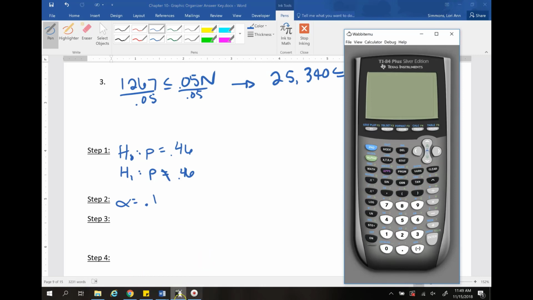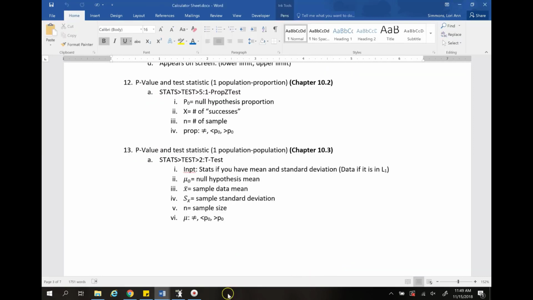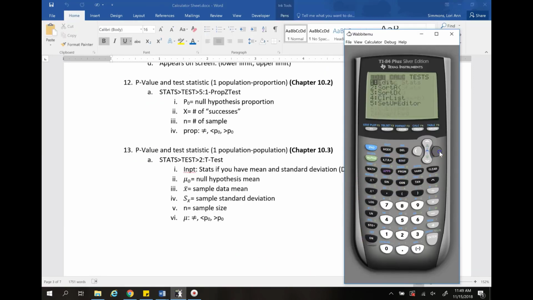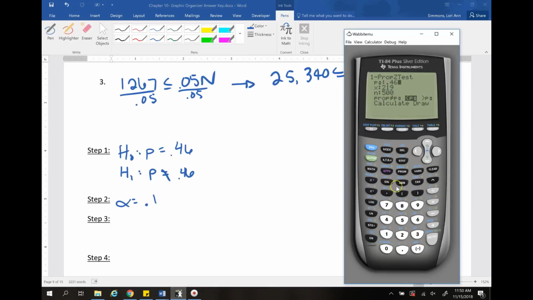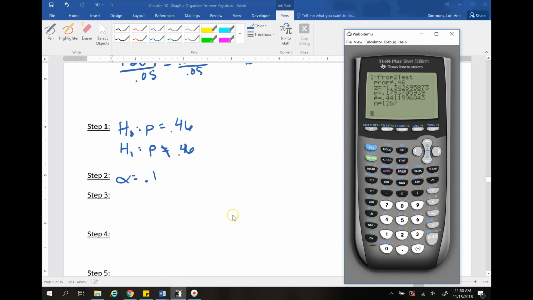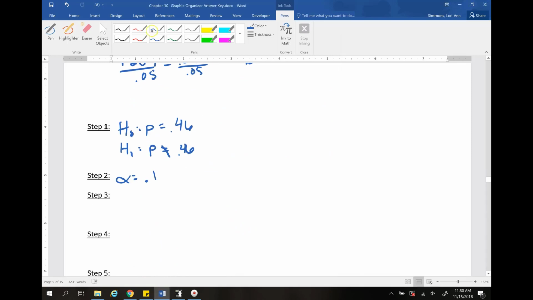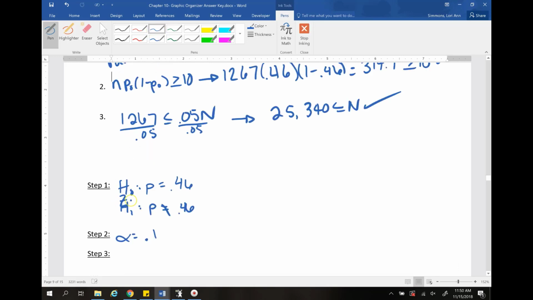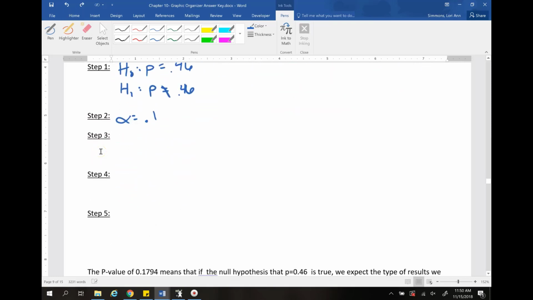And then we need to calculate this. So we'll go stats, tests, number 5, 0.46. 559 out of 1,267, not equal, and then calculate. So our z is negative 1.34. The p-value was 0.1794.